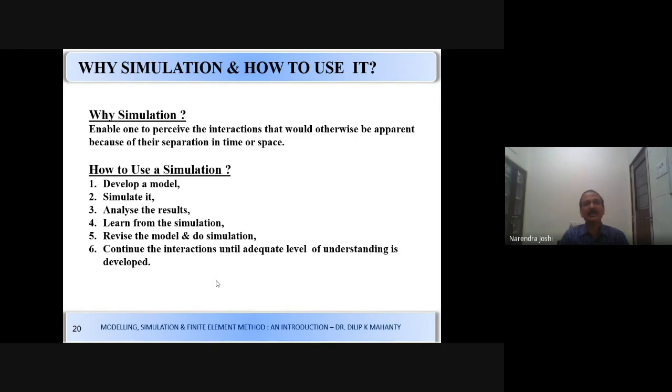So how to use it? Simulation. Develop a model, simulate it, analyze the results, learn from the simulation, revise the model and again do the simulation, continue the iteration until an adequate level of understanding is developed.